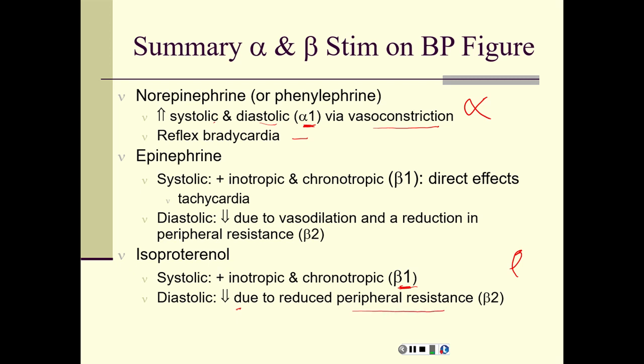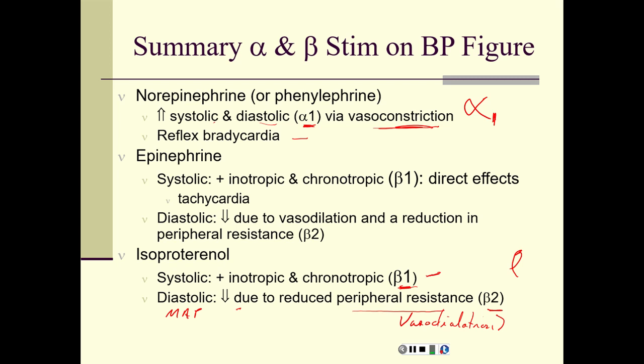And the mean arterial pressure, diastolic and the mean arterial pressure as well, were both reduced due to a reduction in the peripheral resistance due to vasodilation, right? This is vasodilation, which is a beta-2 effect, right? So vasodilation, beta-2, cardiac stimulation, beta-1, vasoconstriction, alpha-1, right? And those are things that you'll need to remember.